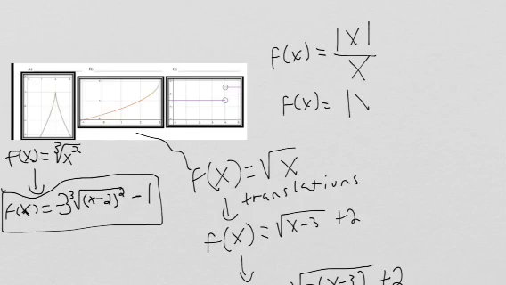We get absolute value of x minus 4 over x minus 4. So we've translated both of our inputs now. We still have the same thing on top as we do on bottom. That's the whole point of the absolute value x over x function.